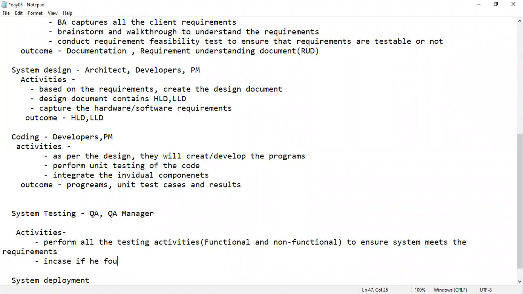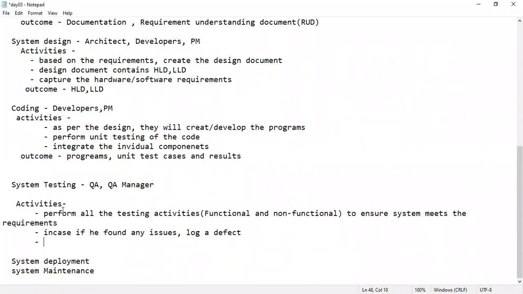If you found any issues, then log a defect. Next, what are the roles? Solving the issue.